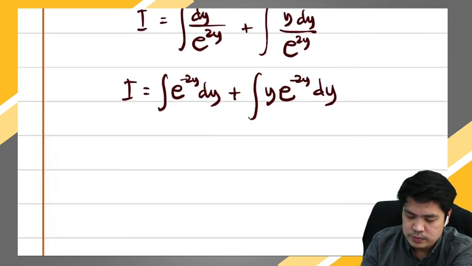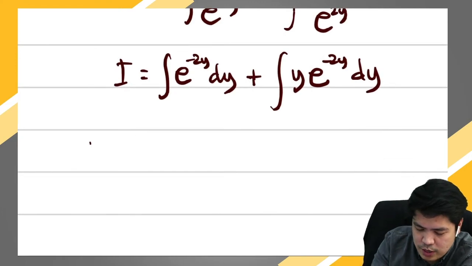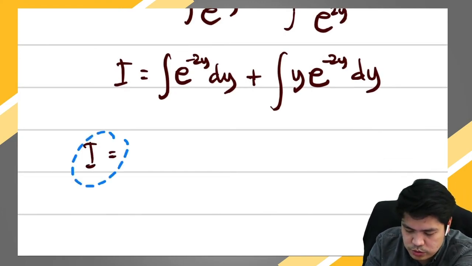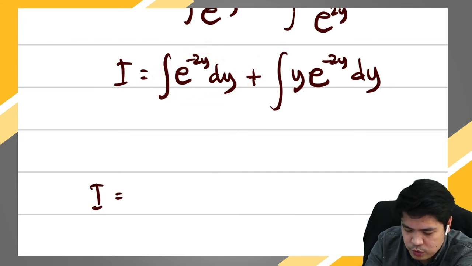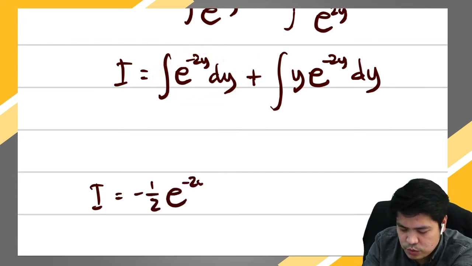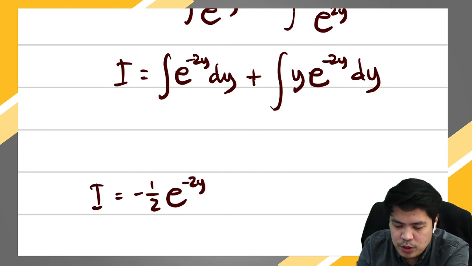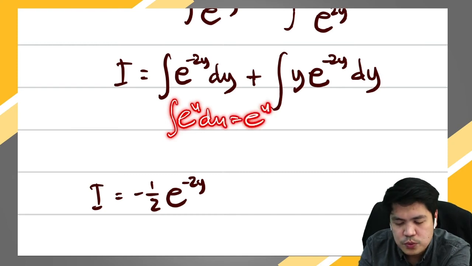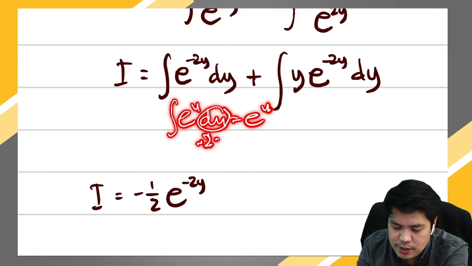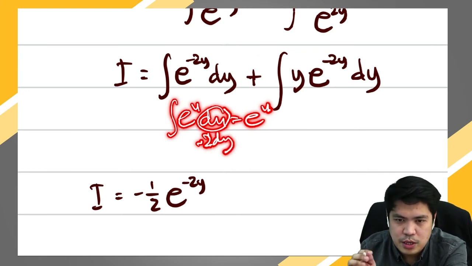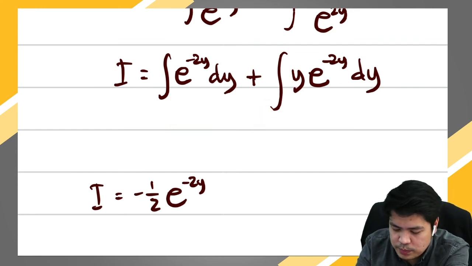Okay. Then proceed. So therefore, we'll have I is equal to the integral of this, that is just negative 1/2 exponential negative 2y. Now, by formula, we know that the integral of exponential u du is just exponential u. And our du is negative 2 dy. So we need to multiply by negative 1/2. You know that already. Plus, in this case, we proceed to integration by parts.